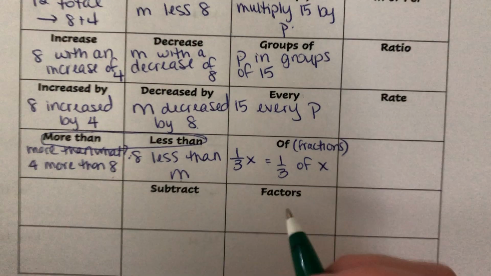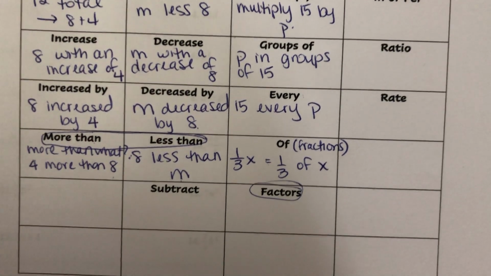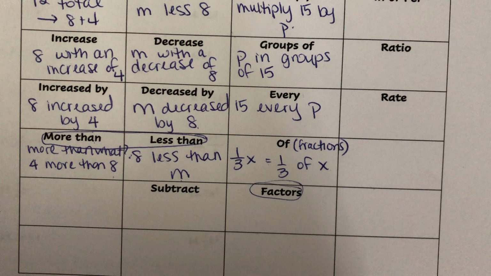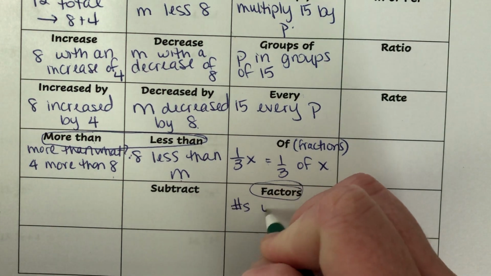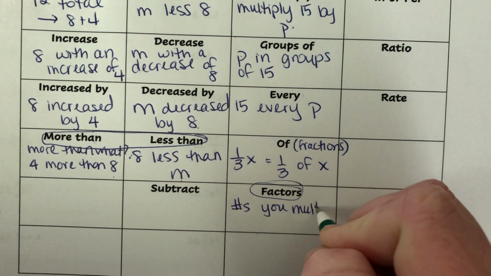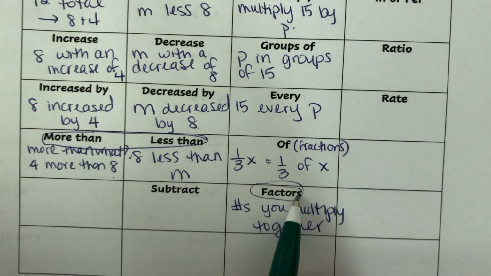And then if you just see the word factors, you know that it has something to do with multiplication. Factors are what you multiply when you get a number. So factors of 63 would be 9 and 7, right? Factors of 20 would be 2 and 10, 4 and 5. Factors are the numbers you multiply together. I don't have a good example, but if you see the word factors, you know you're multiplying.